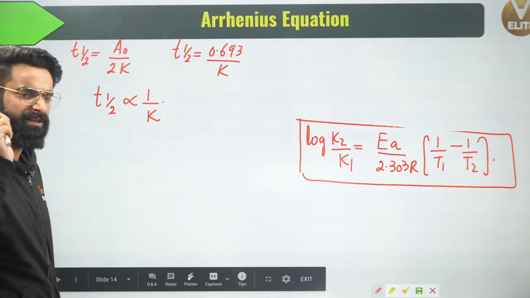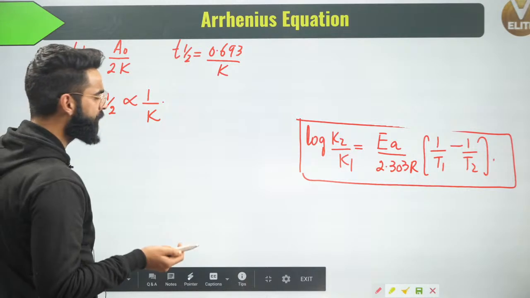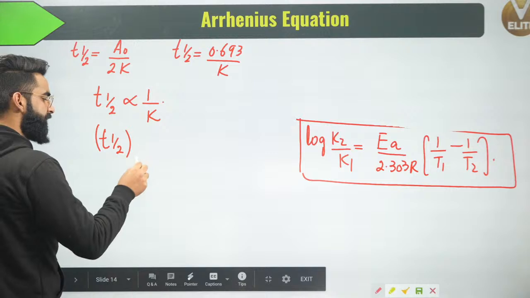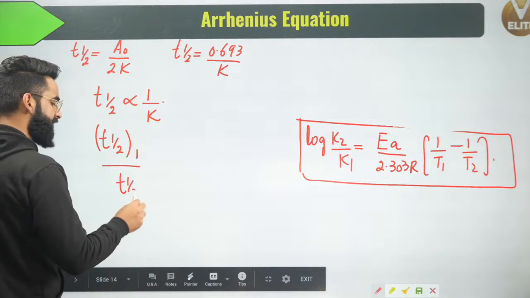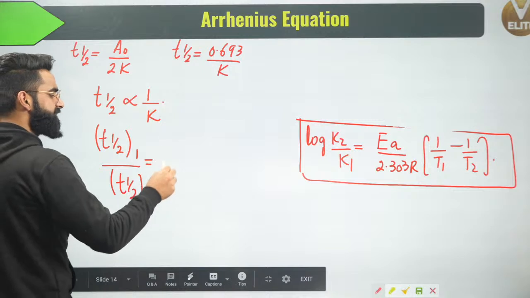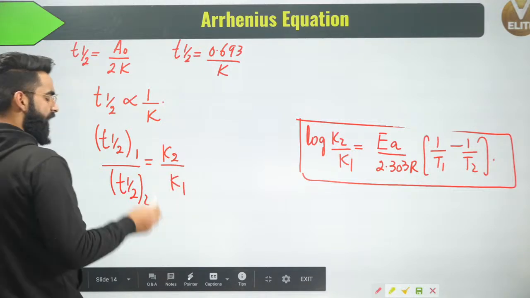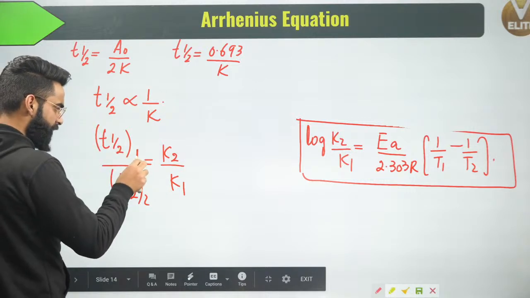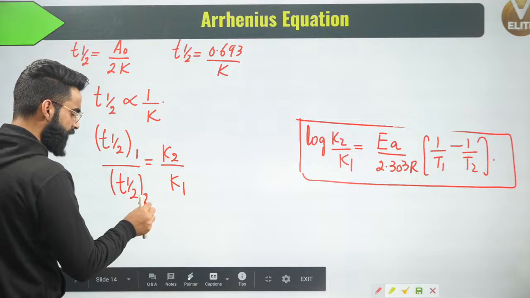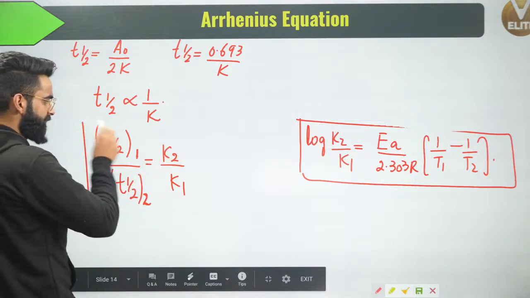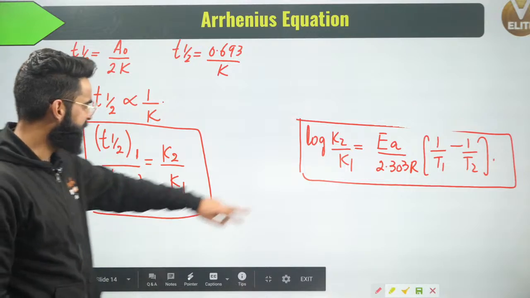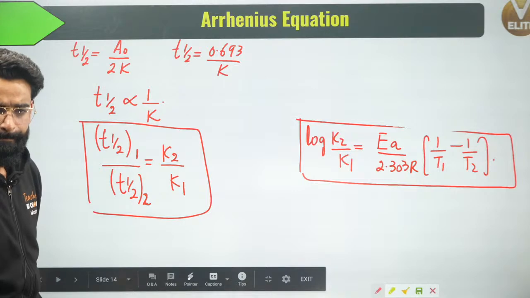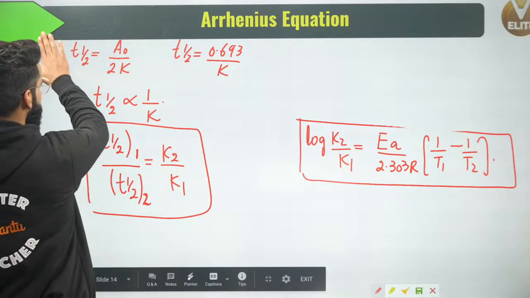Now people, I'm going to write one thing. I can write the half-life of the reaction at temperature T1 divided by the half-life of the reaction at temperature T2. Isn't it simply going to be K2 divided by K1? The half-life at temperature T1 divided by the half-life at temperature T2 is always equal to K2 divided by K1. This is something which I got, correct? Now, instead of K2 by K1, I can write it in the form of half-life as well.